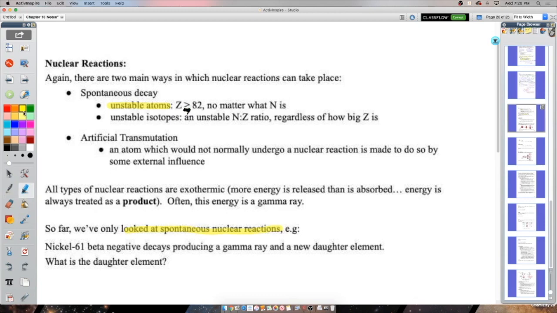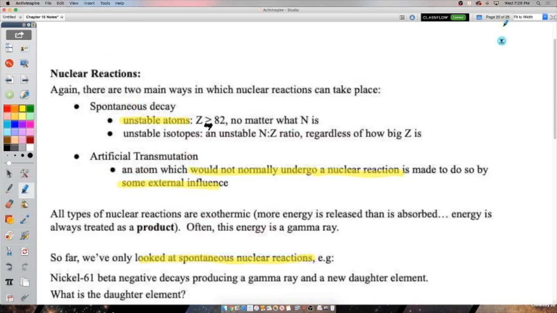Now, what we haven't really looked at yet is artificial transmutation, which just means something that would not normally undergo a nuclear reaction is made to do so by some external influence. That external influence, for the most part, as we're going to talk about it, is human caused, but not always.